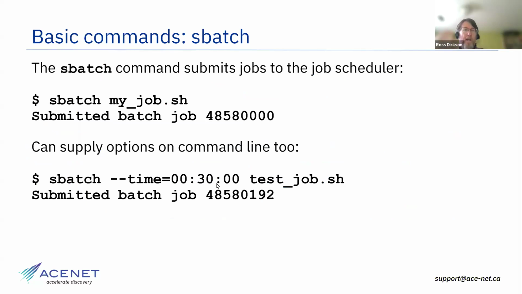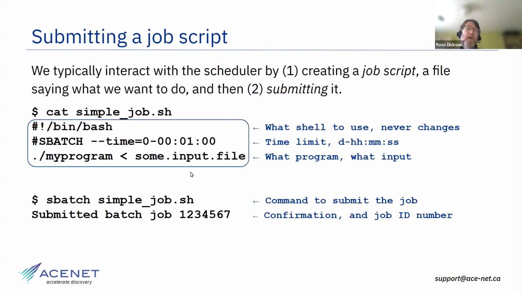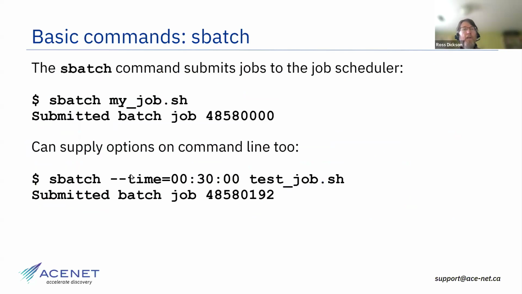Okay, so this is basically a recap. The sbatch command submits jobs to the scheduler. You can supply options to sbatch. It'll take options like how much time to give the job. We've got a time limit inside the job script here in this previous slide. That says 0 hours, 1 minute. Here in the next slide, we've got a time limit supplied on the command line. That says 30 minutes, 0 hours, 30 minutes, 0 seconds. The command line will override what's inside the script.